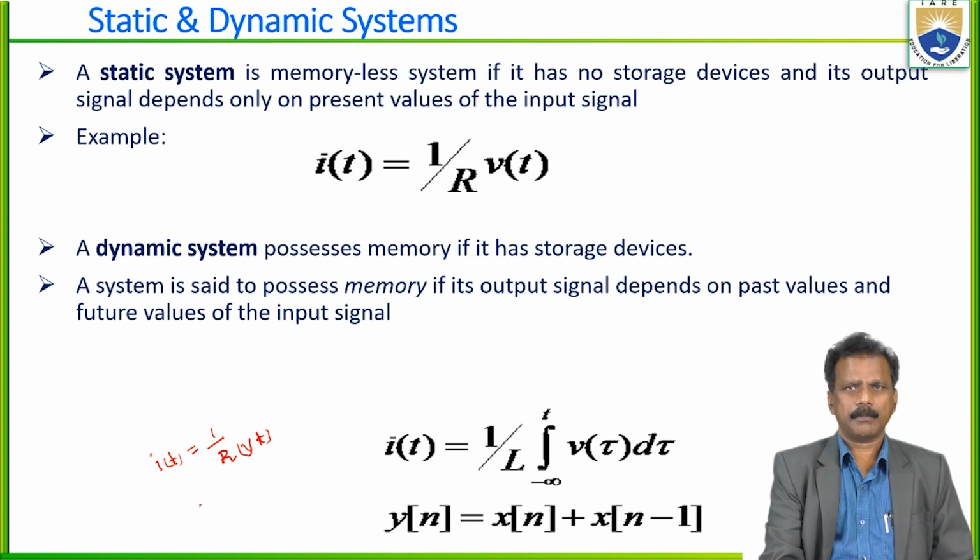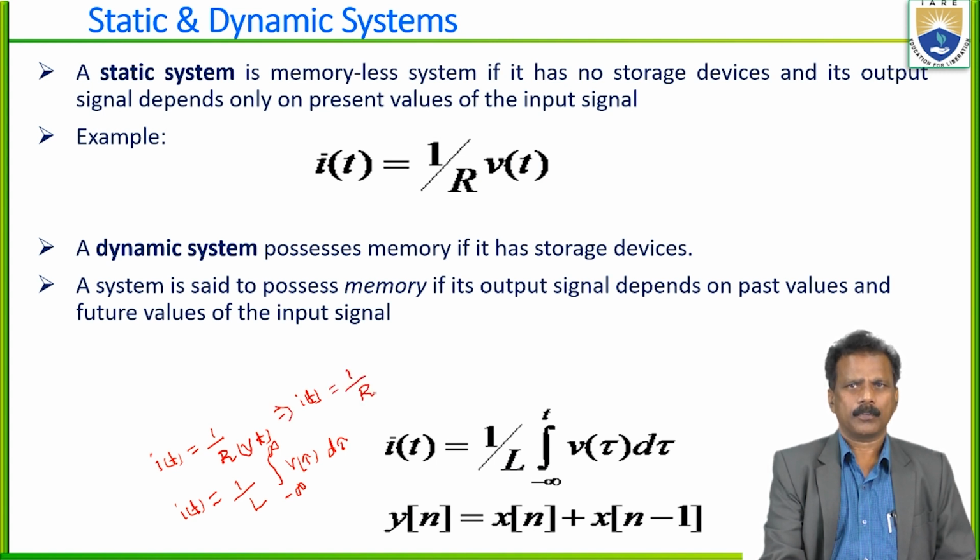Okay, a dynamic system possesses memory if it has a storage device, but consider where i of t is equal to 1 by L into the integral from minus infinity to plus infinity of v of tau d tau. Or in this case, if it is the static system, it is followed by i of t, where i of t is equal to 1 by r, the reciprocal of the resistor, into v of t. Okay, like this, that system.